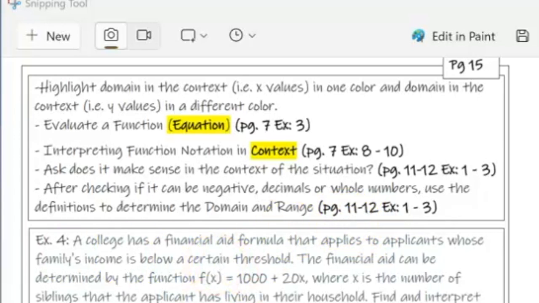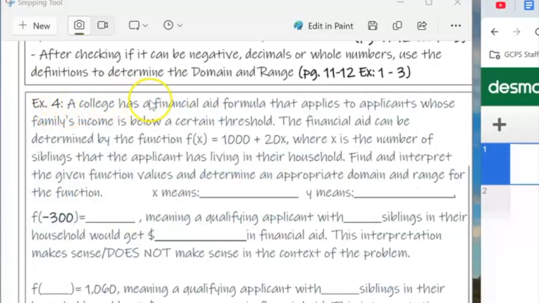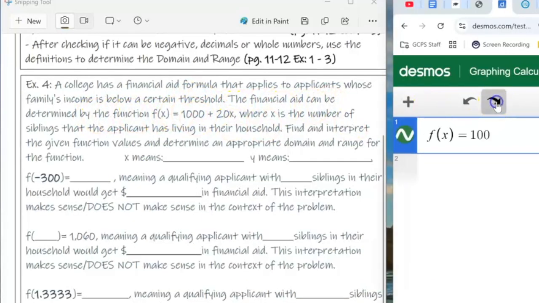If you feel like I'm going a little bit faster than you'd like, you're going to pause the video and go back to whichever situation that you need specifically. So I'm going to do example 4 and you're going to do example 5. A college has a financial aid formula that applies to applicants whose family's income is below a certain threshold. The financial aid can be determined by this function. I'm going to go ahead and put that function into the calculator right now. Whereas X is the number of siblings the applicant has living in their household.